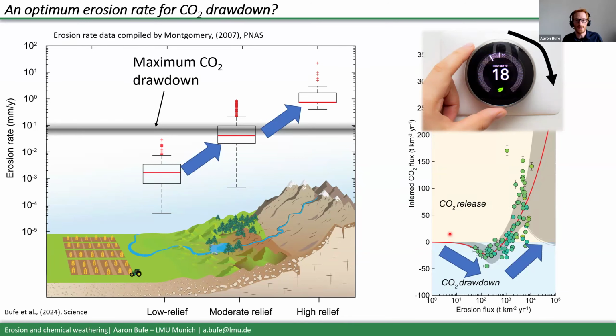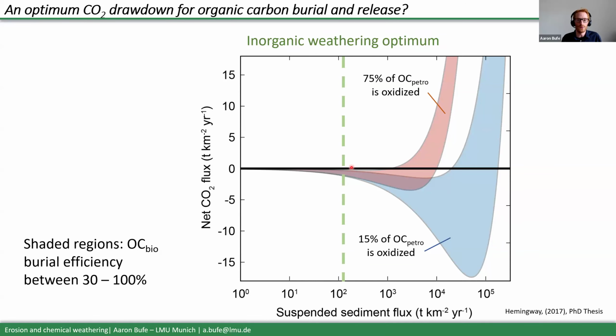And actually, Jordan Hemingway has done this in his thesis, and he also finds this shape of maximum CO2 drawdown at some erosion rates. The location really depends on what you assume about how much of the organic carbon is actually oxidized, how much is buried, and so on. But it seems like we may have a similar concept for the organic side, but the location of the optimum might be quite different. To really know what's going on, we would need to get those sorts of data for exactly the study areas that we have the inorganic part from, or look at the global inorganic data, but that has problems, as we can discuss if you want. But anyway, this is a cool additional thing, that maybe we are looking at a similar balance here for the organic carbon cycle.